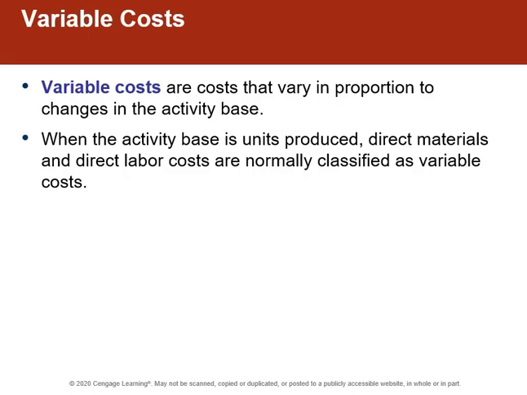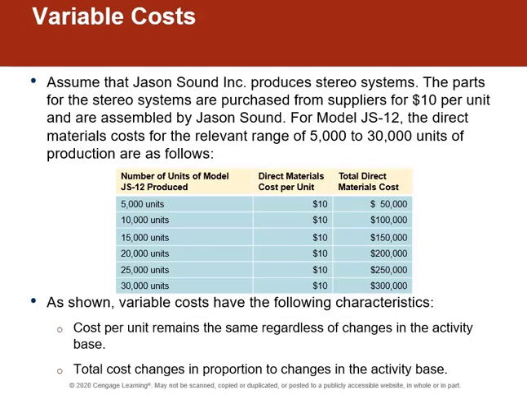The most common examples of variable cost are going to be direct materials and direct labor. Clearly, the more units we produce or manufacture, the more direct materials we're going to need, the more direct labor that we're going to need. So that is the most common example of variable cost.